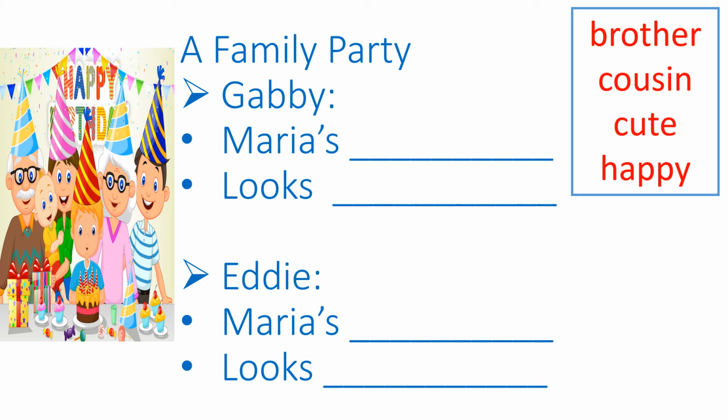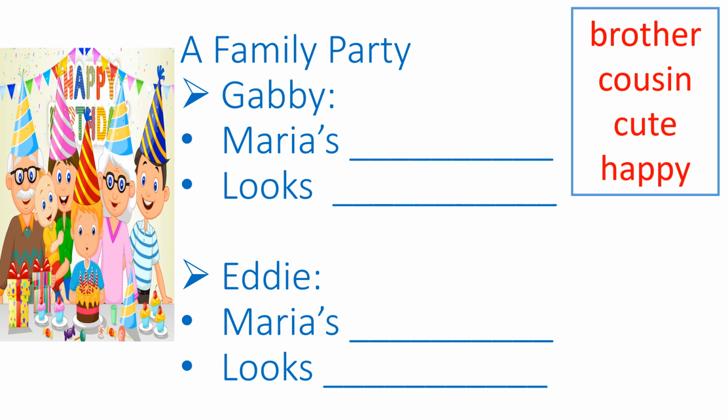Thanks for coming to the party, Carlos. You're welcome, Maria. We are getting ready to eat cake. Who is the girl next to your grandmother? She looks happy. That is my cousin Gabby. It is her birthday. Who is the boy near Gabby? He looks cute. That is my brother Eddie. He is 4 years old.